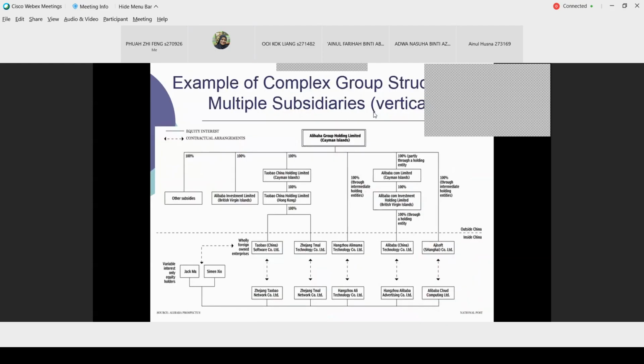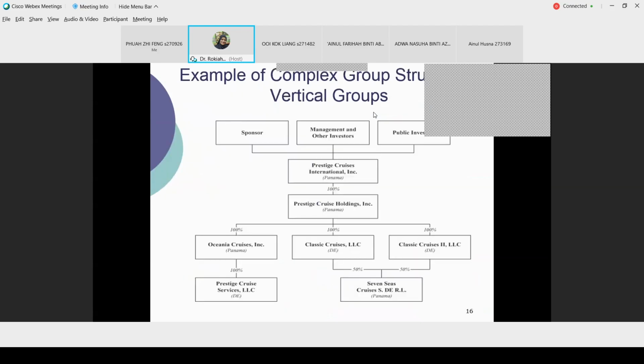So this is a more complex example, about the Alibaba Group. I just want to show you an example of complex group structures. The same thing for this one, the vertical group structure of Prestige Cruise International. These are examples only, to show how complex group structures can be, but yours is not so complex like this one, only direct and indirect.